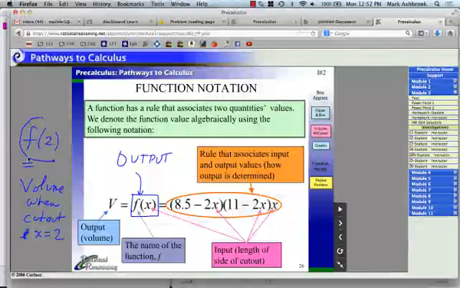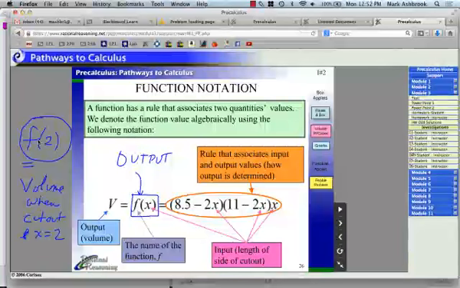So we're going to practice a lot. When you see that notation right there, you got to get in the habit of thinking, that's the output of the function when the input is 2.